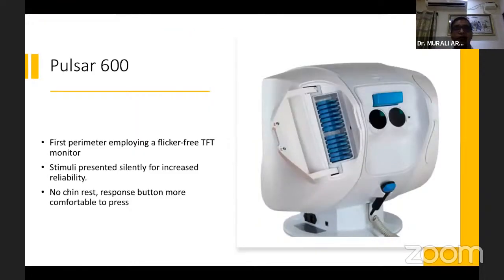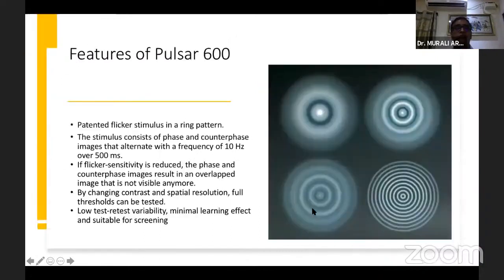The 600 is also another perimeter model of the Octopus available. It's the world's first perimeter offering a flicker-free TFT monitor. The stimuli is presented silently for increased reliability, and there's no chin rest. The response button is more comfortable to press, and so on. You can see the trial set is right on the machine itself.